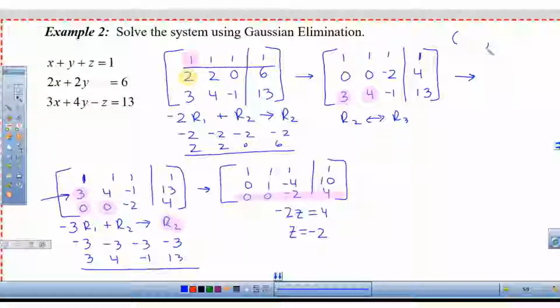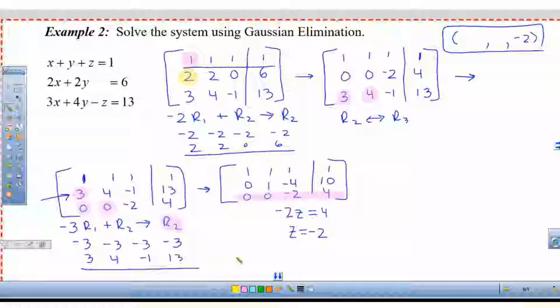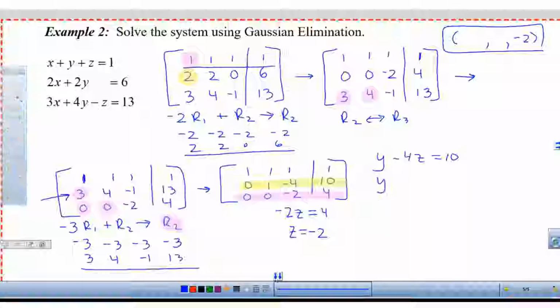So I have to write my answer as an ordered triple, and now I have to find the y and the x. The next place, you guys, is the row right up above it. That yellow row that I just highlighted means 1y minus 4z equals 10. But I know z is a negative 2, so that'd be a negative 4 times a negative 2. That gives me y plus 8 equals 10. Move your 8 over and you get y equals 2.